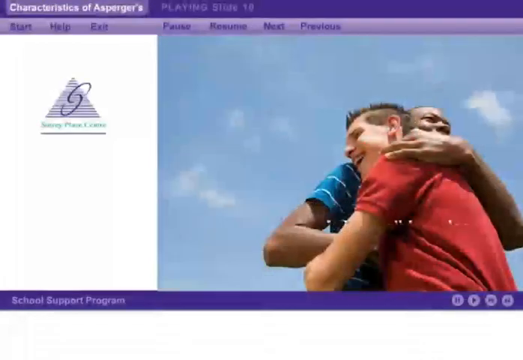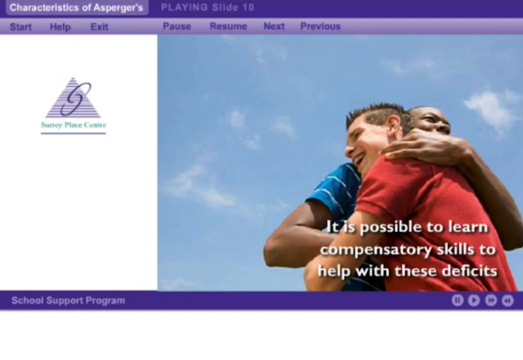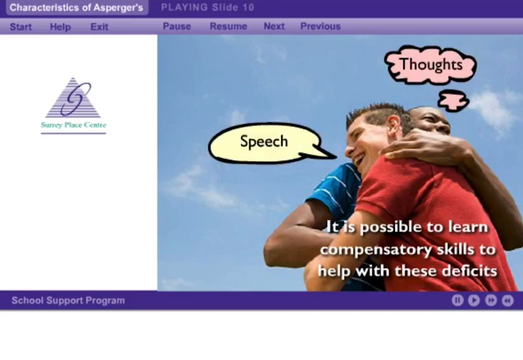However, it is possible for students with AS to learn compensatory skills. We can help to concretely distinguish internal thoughts using thought bubbles and what people actually say using speech bubbles to help students learn about the perspective of others. These concrete drawings, photos, or explanations can be worked through with the student before and after a social interaction.